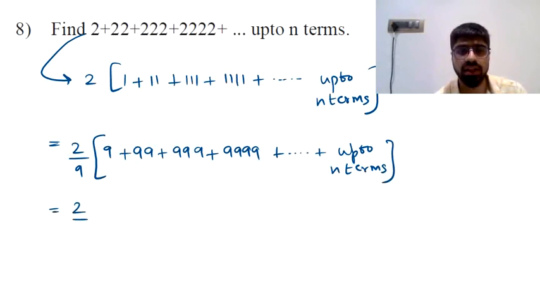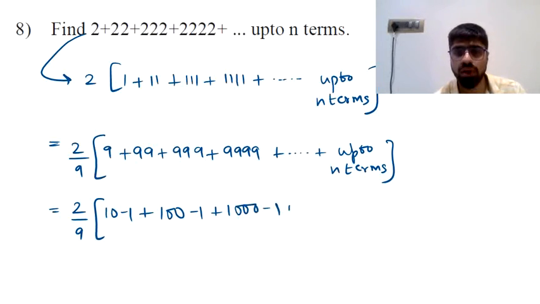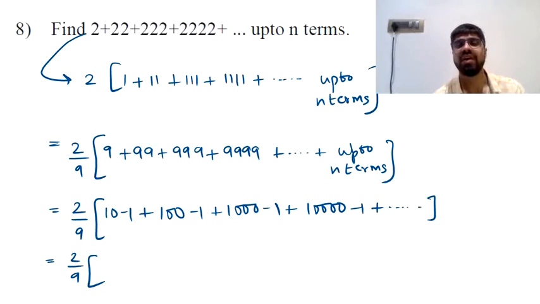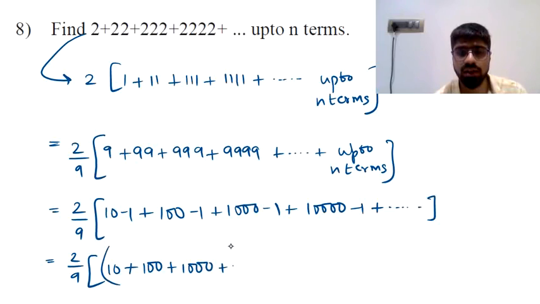Now whatever 9, 99 and all I have, we will write it as: 9 will be written as 10 minus 1, 99 will be written as 100 minus 1, then 999 will be written as 1000 minus 1, plus 9999 will be written as 10,000 minus 1, and that keeps on continuing up to n terms. Now keep in mind that inside the bracket, how many terms did we have? We had n number of terms. So if we have n number of terms, then 10, 100, 1000, 10,000, these terms are also a total of n terms only. So we have 10 plus 100 plus 1000 plus 10,000, and that continuing up to n terms.